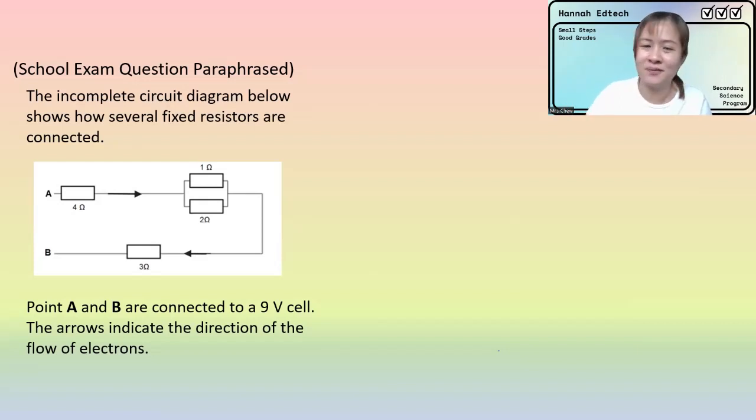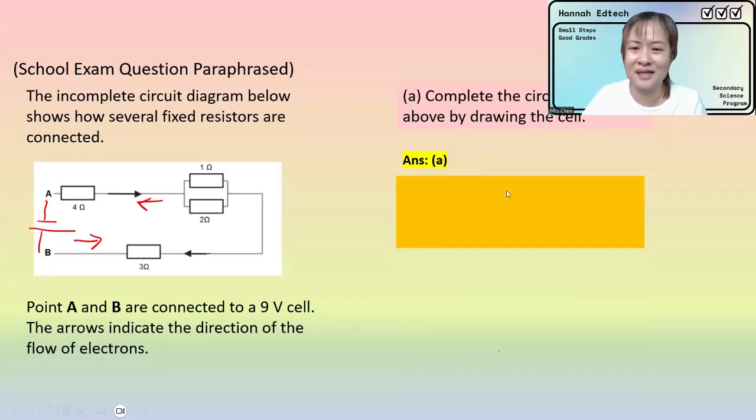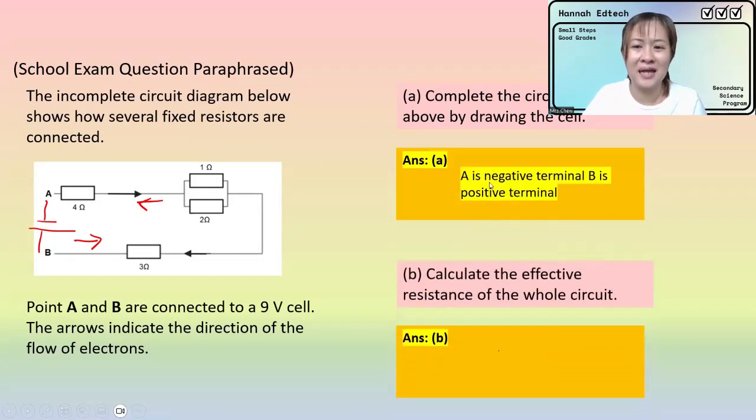Okay, so let me write down for you. This way is the direction of the conventional current. So I believe the positive terminal is here and the negative terminal is here. Complete the drawing by drawing the cell. So I have already shared with you, A is the negative terminal, B is the positive terminal because of the conventional current flow.